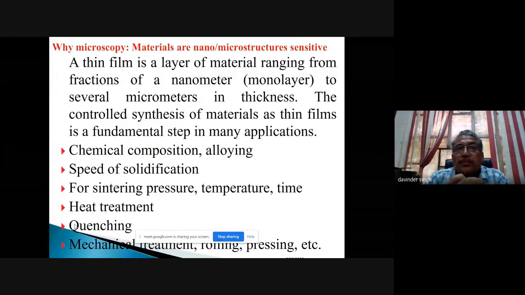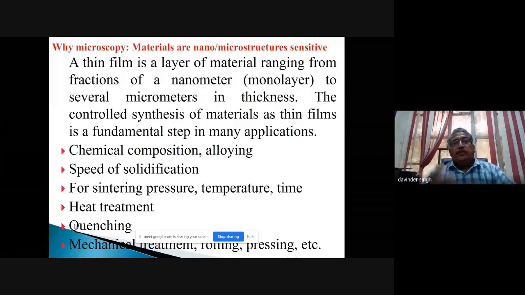Like thin film is a layer of material ranging from fractions of a nanometer, like a monolayer, to several micrometers in thickness. And controlling the thickness of materials as thin film is a fundamental step in many applications. Now, the chemical composition is another important aspect to understand the material. Speed of solidification means how you do the solidification of the material.